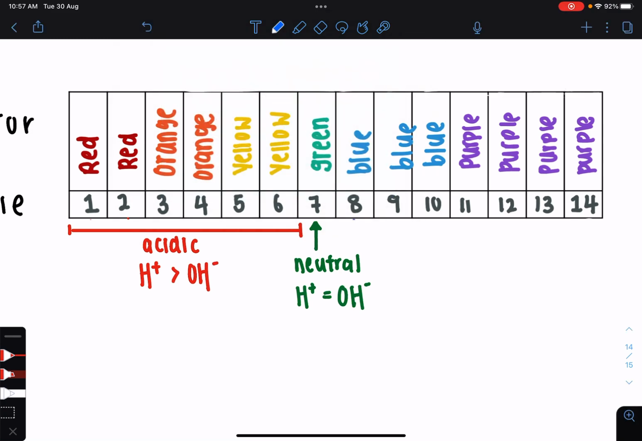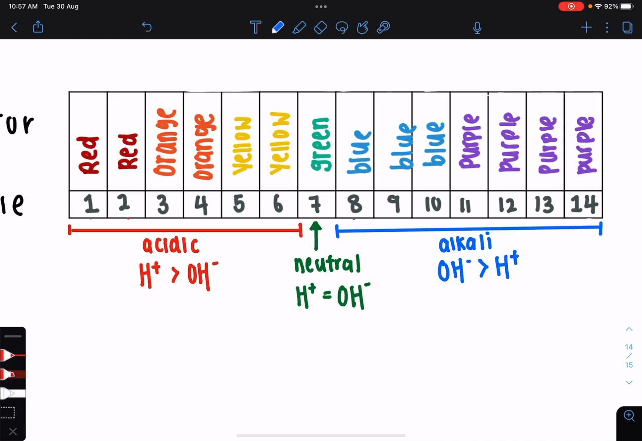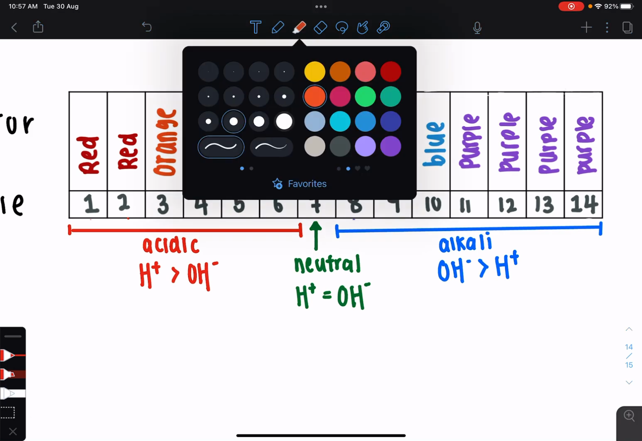Conversely, when the pH level increases more than 7, so from 8 all the way to 14, we can say that this solution is more alkali, where there are more hydroxide ions than hydrogen ions. So this is some of the information that the pH scale can give us. At the same time, the pH scale can give us even more information.